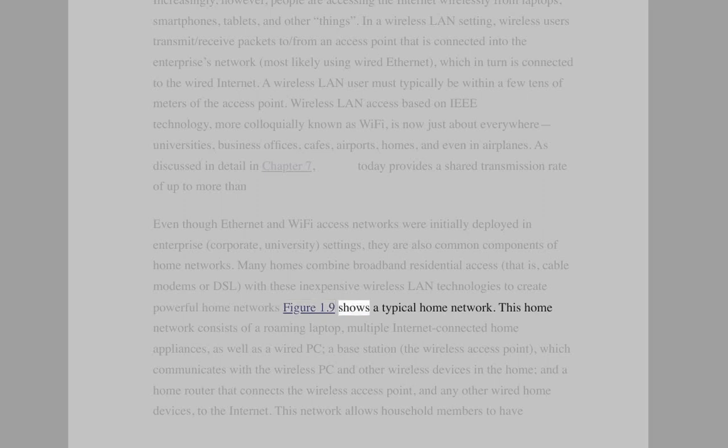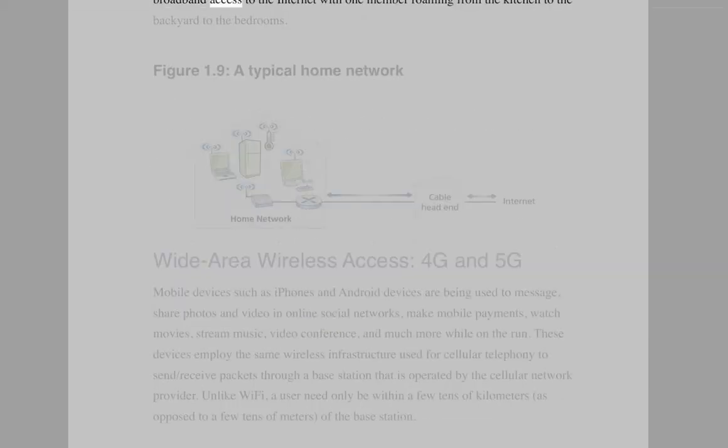Figure 1.9 shows a typical home network. This home network consists of a roaming laptop, multiple internet-connected home appliances, as well as a wired PC, a base station, the wireless access point, which communicates with the wireless PC and other wireless devices in the home, and a home router that connects the wireless access point and any other wired home devices to the Internet. This network allows household members to have broadband access to the Internet, with one member roaming from the kitchen to the backyard to the bedrooms. Figure 1.9. A typical home network.